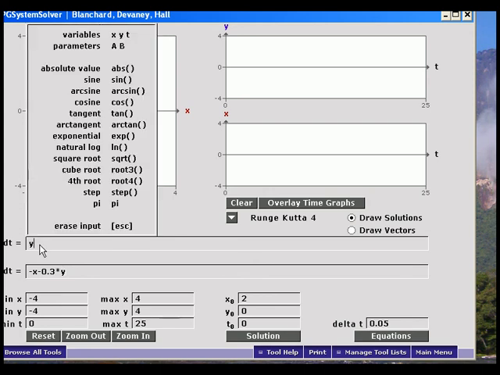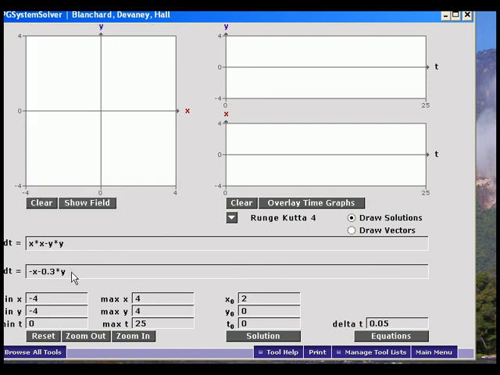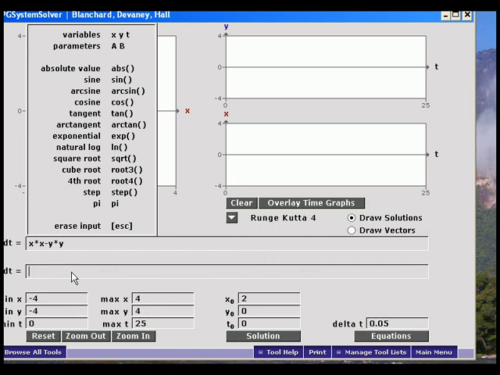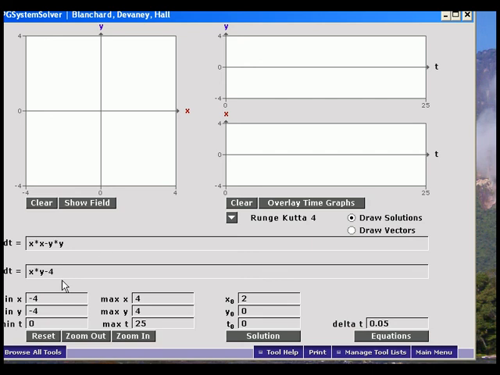And let's look at a differential equation. x prime is equal to x squared minus y squared, and y prime is x times y minus 4. This is an autonomous system of two equations. There's no t on the right hand side, otherwise we couldn't use this app. And let's show the field.